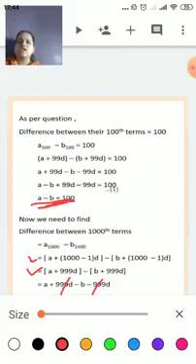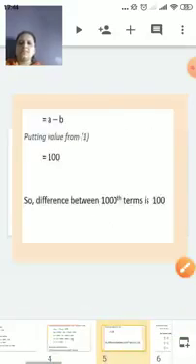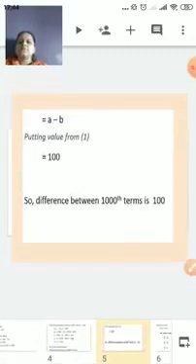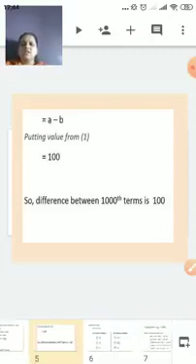Can you see over here? We already got the a minus b value as 100. So let us substitute that and find the next step. From step 1 we are getting a minus b as 100. So we can say the difference between the thousandth terms is nothing but 100. Is it clear to all of you? Can we continue with the next question?